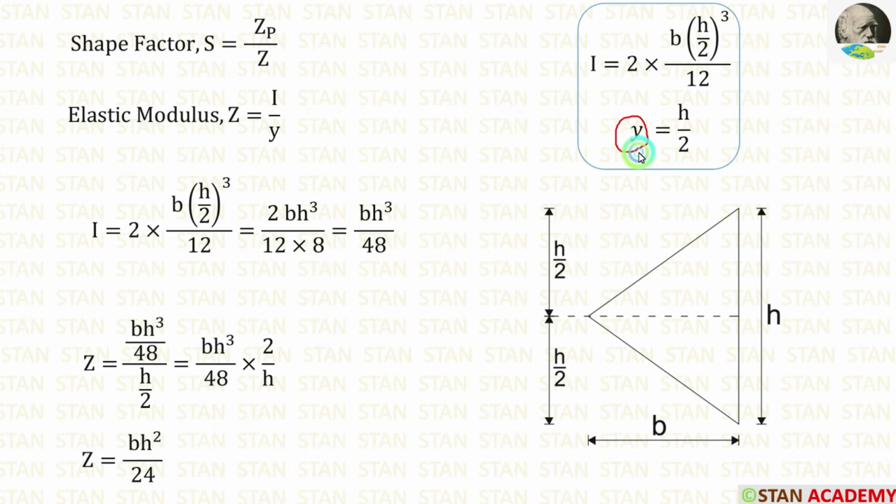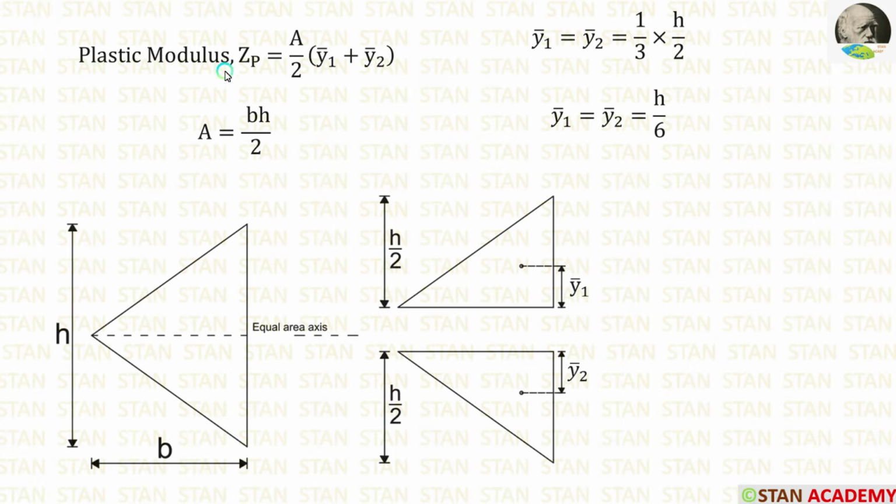Now let us find y. The neutral axis lies on the center. On both of the sides of the neutral axis we are having h by 2. So y is equal to h by 2. In the elastic modulus formula we can apply the values of I and y. Finally we are getting z is equal to bh square by 24.